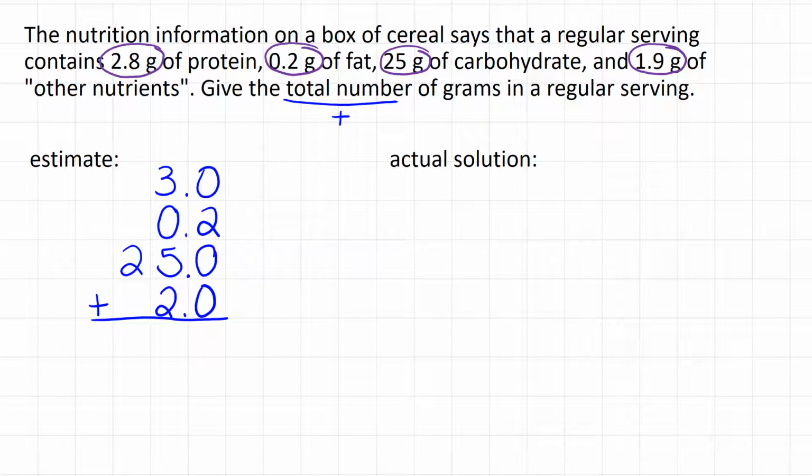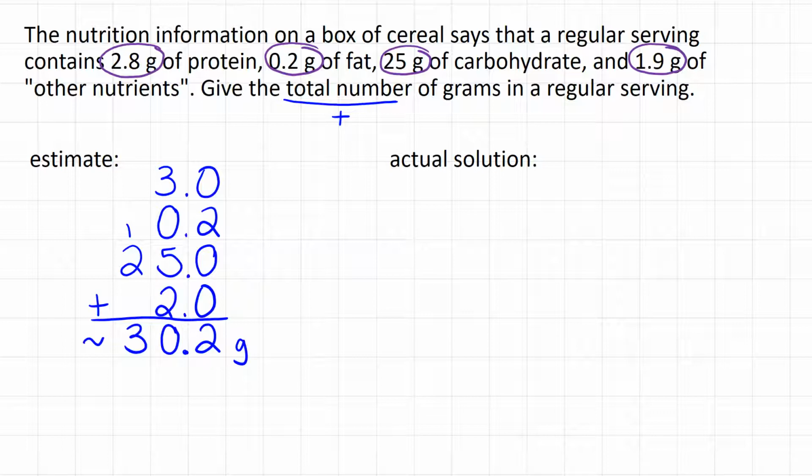So going down the column, 0 plus 2 plus 0 plus 0 is 2. I'm going to bring down the decimal before I move on to my ones place. 3 plus 5 is 8. 8 plus 2 is 10. Write the 0 in the ones place, and carry the 1 from the 10. 2 plus 1 is 3. So my estimate is roughly 30.2. I'm going to write grams just so that I remember to include the unit at the end.